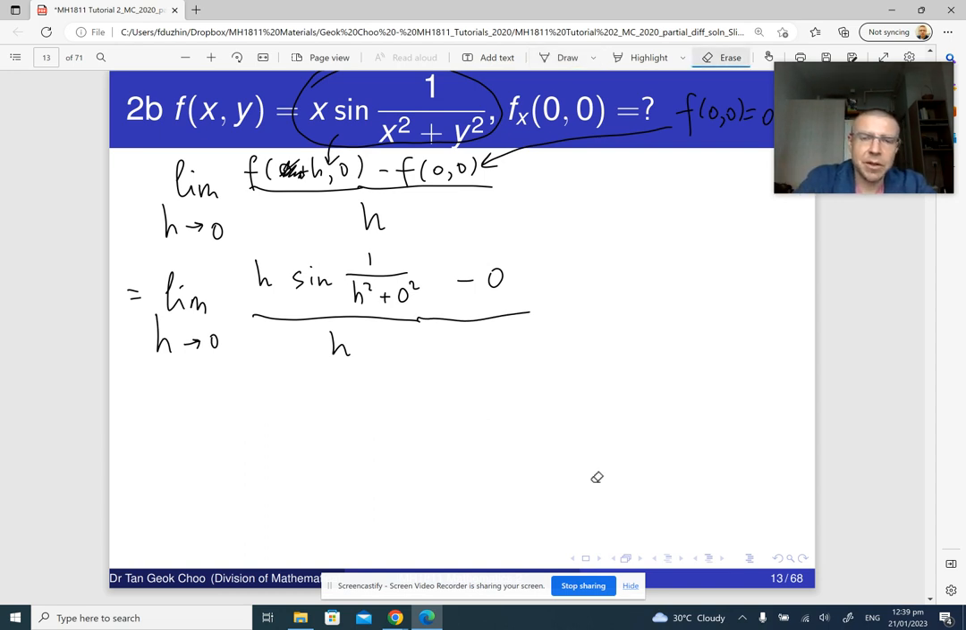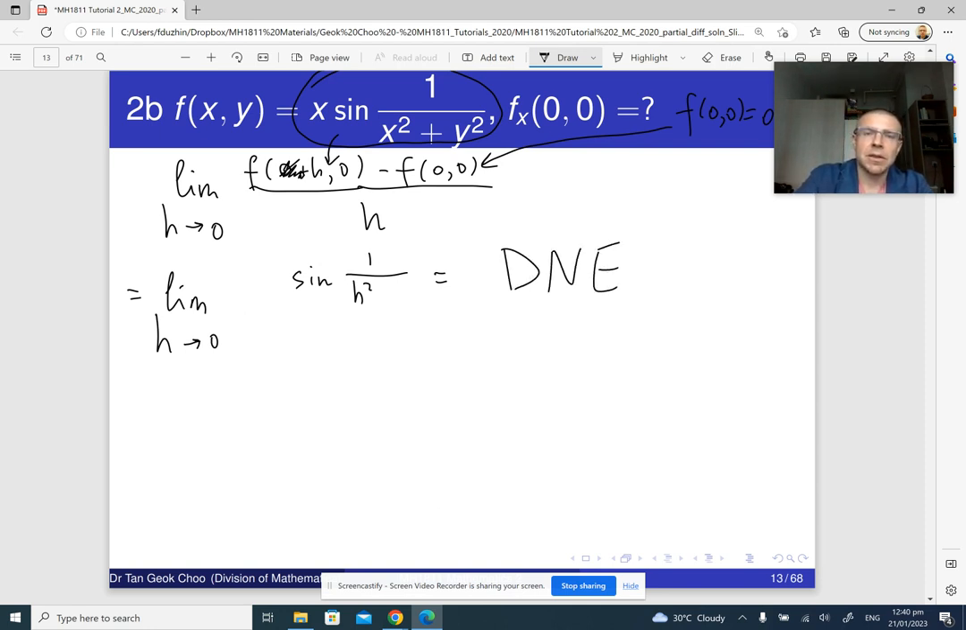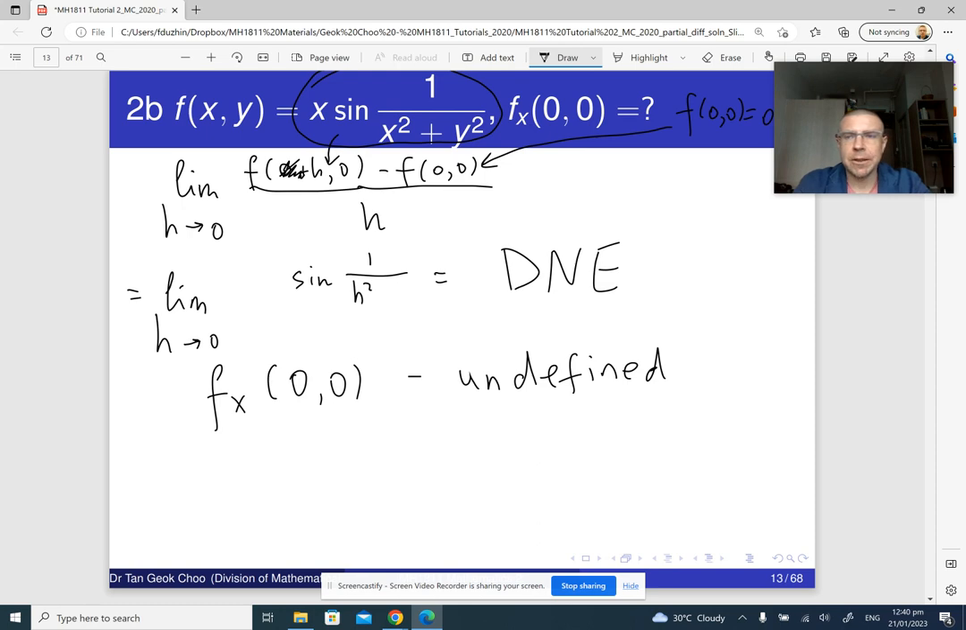Now let me simplify a little bit. Minus 0 of course doesn't do anything. Then h divided by h is basically 1. So the whole thing is the limit as h goes to 0 of sine of 1 over h squared, and it is well known from mathematics 1 that this limit does not exist. Which means that f differentiated with respect to x at the point (0, 0) is just undefined.